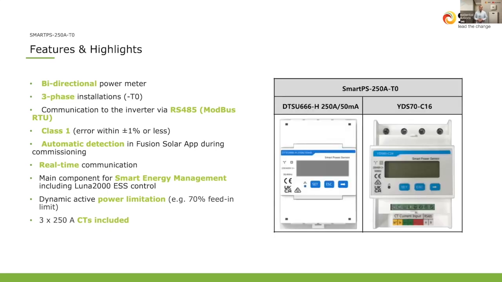The next one, the Smart PS 250 amperes T0, features the same technical characteristics. On your right side, you can see the appearance of both smart power sensors, from Kind Electric and Yada, our alternative manufacturer. The difference here from the one-phase is that for this type of installations, we will have to use the included CTs with a current measurement of 250 amperes.